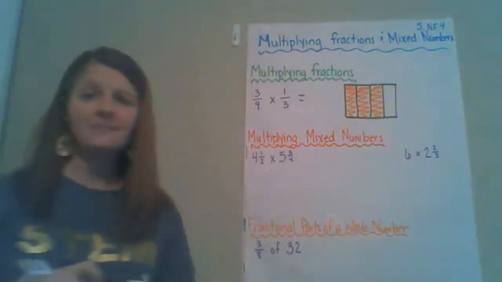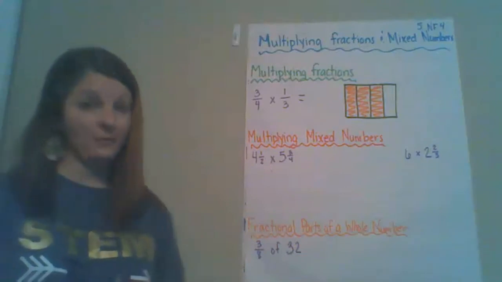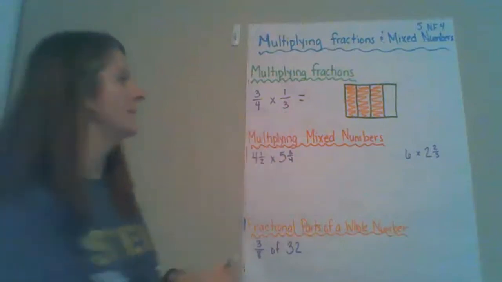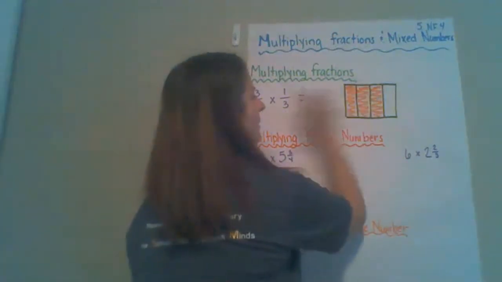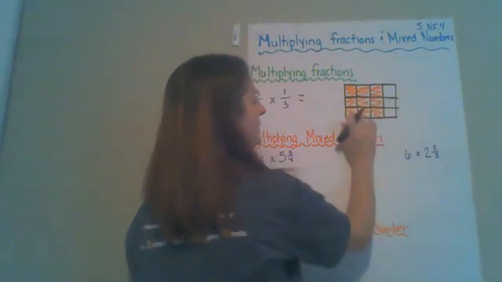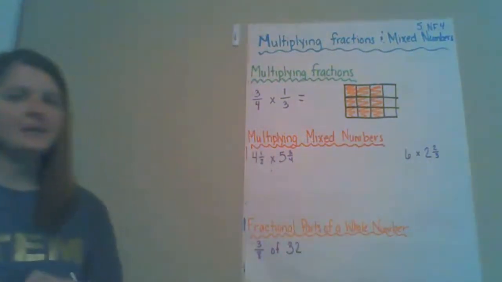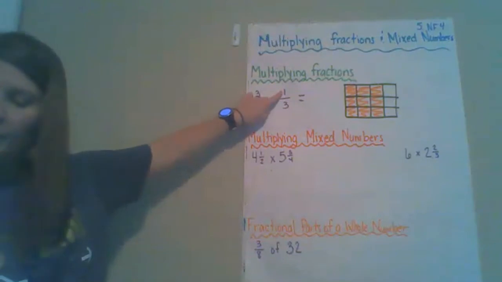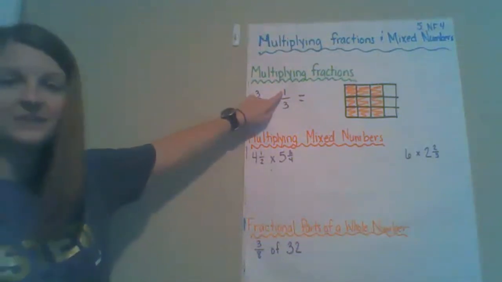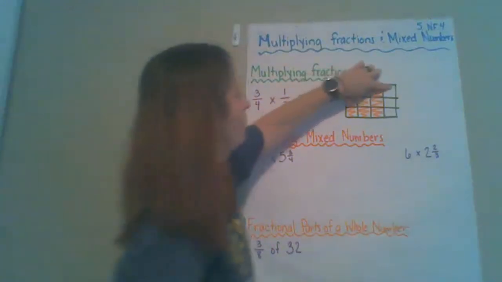Then, if I were folding paper, I would turn it the other way and fold it into 3 equal parts. So I'm going to do my 3 equal parts across. 1, 2, 3. And I'm going to shade in 1 of those 3 parts, and I'm going to do it with a different color. So I'm going to shade in 1/3.